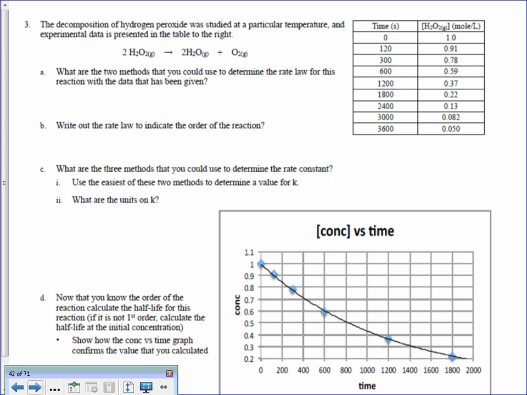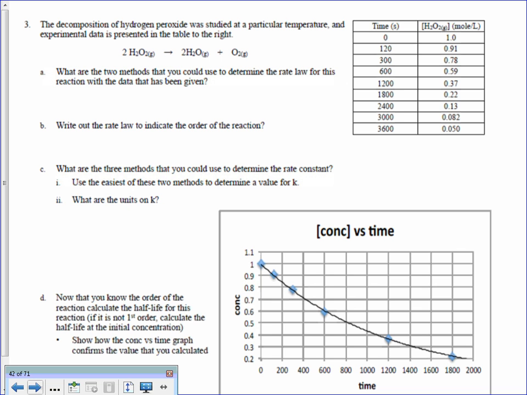You can use the data from the graph. You can find the rates from the graph. How would you find the rates in the graph? Draw a tangent line. Draw tangent lines at maybe 5 spots, find their rates, compare that to the concentration at that time. So concentration versus time.